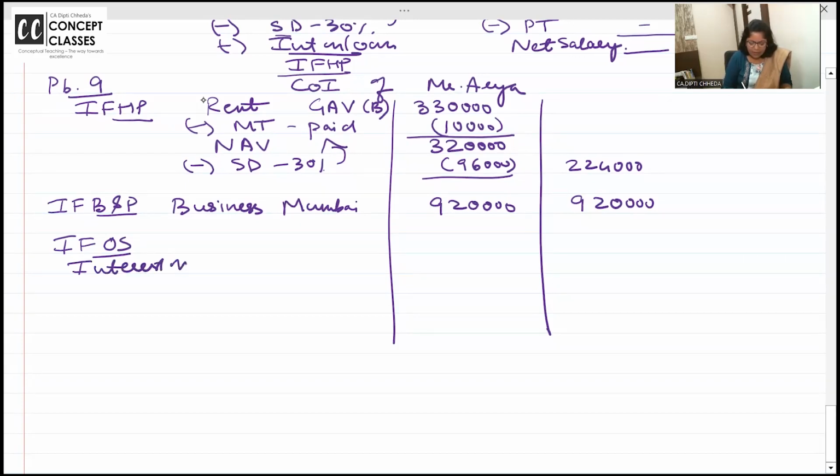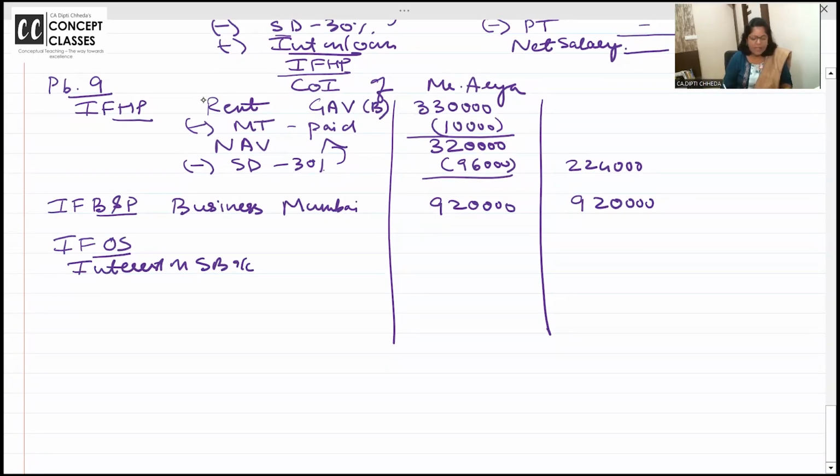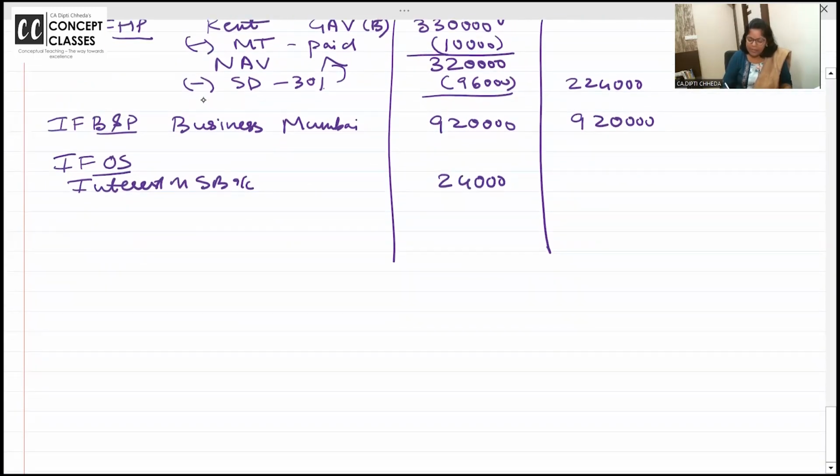Interest on SB account. Country B. No, it is not country B. Sorry, it is IDBI bank, it is from India. 24,000. Are you able to pick up the figures from the question? My one hand is on the workbook which I have given you, so do it from there. Come on, what is next?